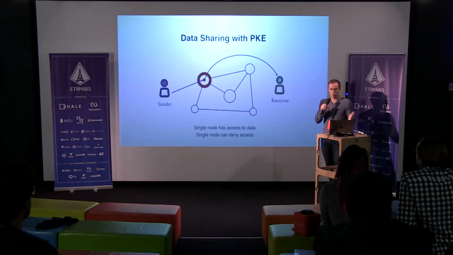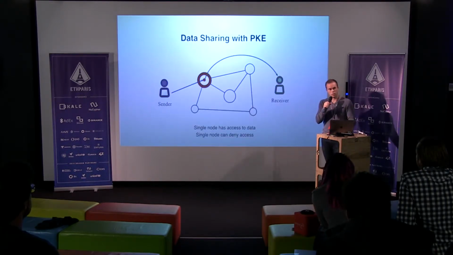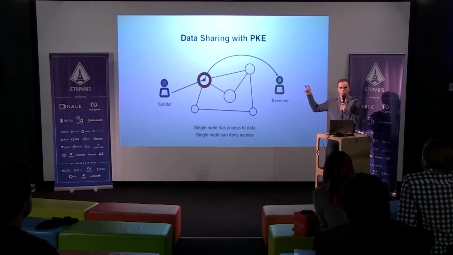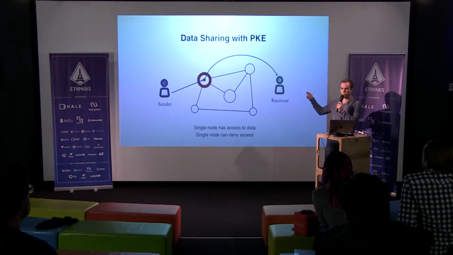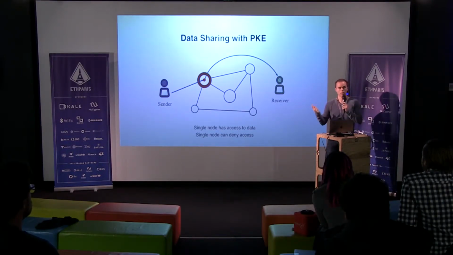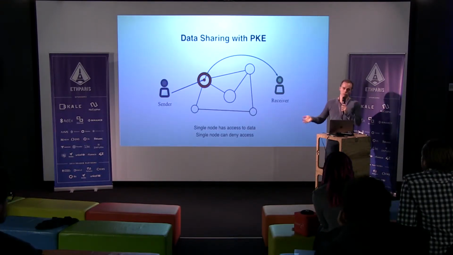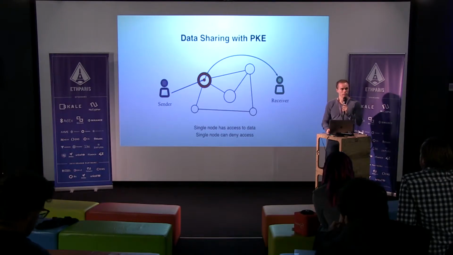So if we were to try to build some sort of access control network using just traditional public key cryptography, that would mean that all the nodes in the network are having to decrypt data from Alice, encrypt it again for the recipient, and send it along. So that means every node in the network has access to the plaintext data. That means any node, if it goes offline or just wants to deny someone access, can do that.